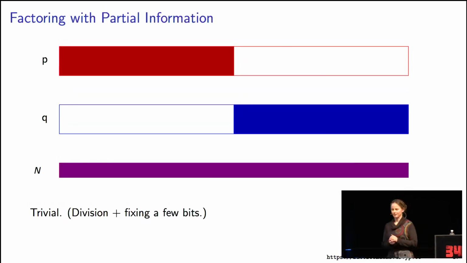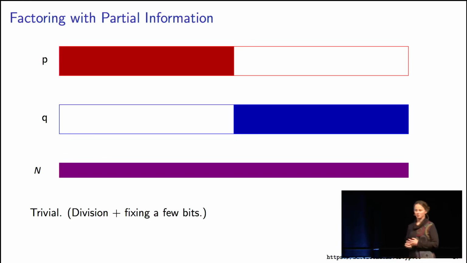Let's do something a little bit more exciting. What if I give you something like this, like half the bits of P and half the bits of Q? If they happen to be arranged like this, it turns out to be really easy. You can divide and rearrange a couple bits and then just recover both P and Q. It's a little surprising, but there's no real situation in which you could imagine this being relevant to your daily life, right?